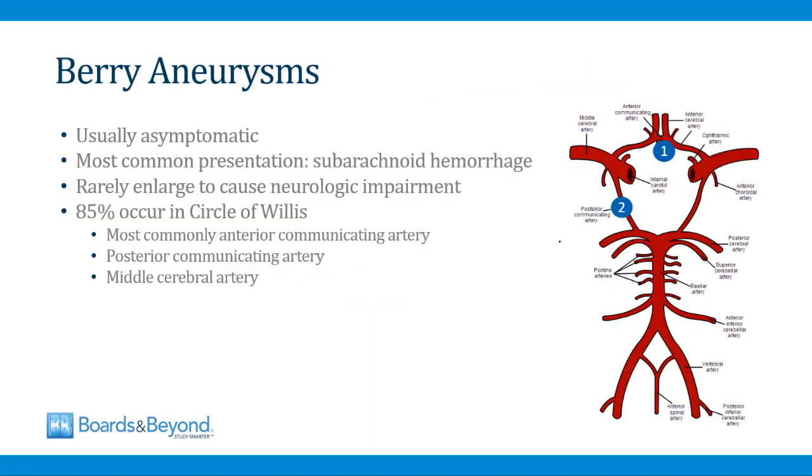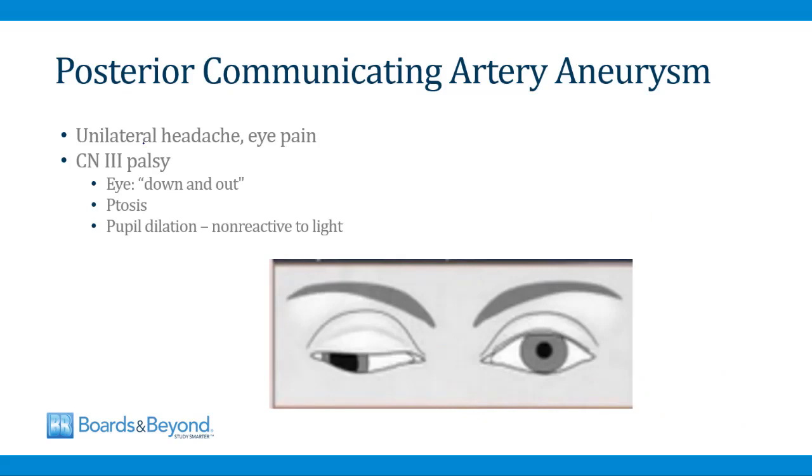Now let's talk about what happens if you have a berry aneurysm of the posterior communicating artery. That's going to cause symptoms that are localized to either the left side or the right side of the body. Very large posterior communicating artery aneurysms can cause unilateral headache and eye pain, and these aneurysms classically cause a cranial nerve 3 palsy. In a cranial nerve 3 palsy, the eye is down and out, as shown in this picture on the screen here. There's also ptosis, which is drooping of the eyelid, as shown here. And then finally, the pupil will be dilated and will not react to light.